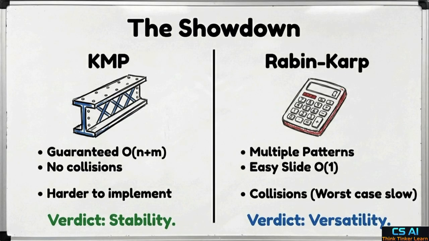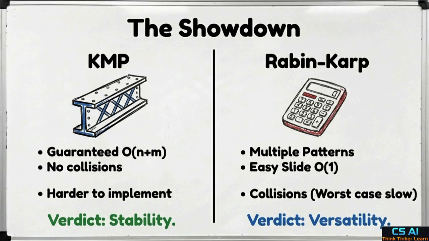So let's have a showdown. Which one should you use? KMP is a steel beam. It is guaranteed O(n plus m). There are no collisions and it works perfectly every time, even in the worst case scenarios. However, it is significantly harder to implement correctly under the pressure of a 45-minute interview. The verdict for KMP is stability.